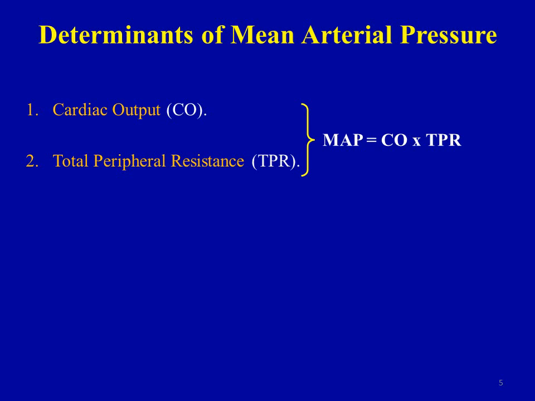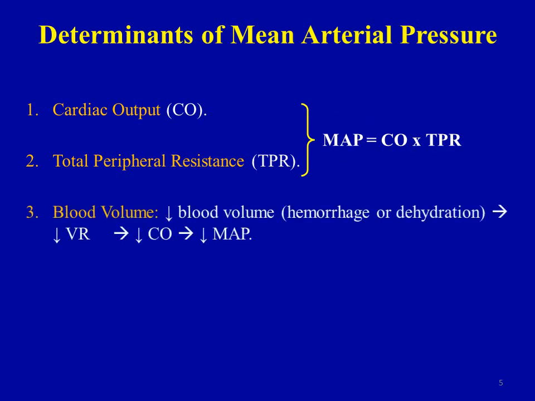So if the cardiac output increases, the mean arterial pressure will increase. The same if the total peripheral resistance increases, then the mean arterial pressure will increase. If both increase, we have a much higher increase in the mean arterial pressure. The third factor that affects the mean arterial pressure is the blood volume.